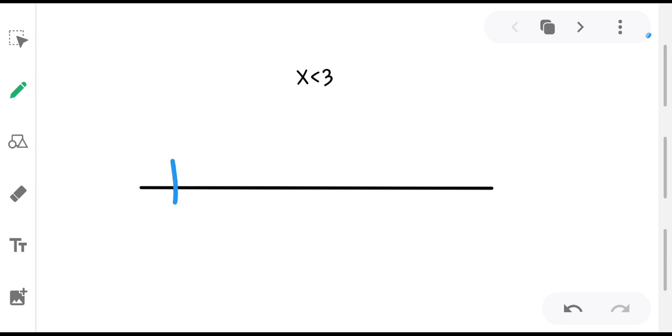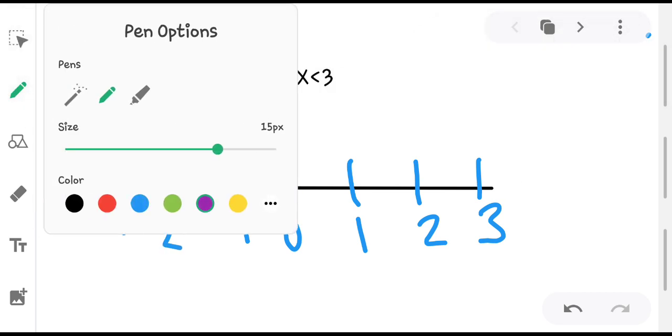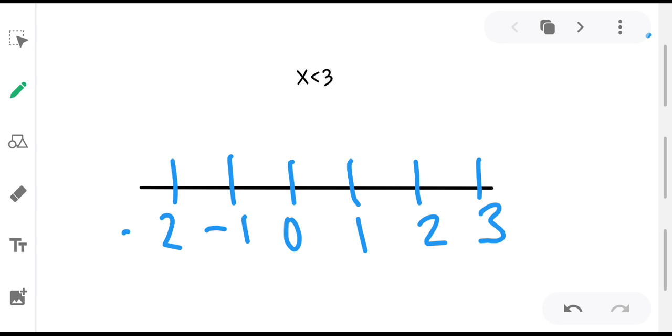So the first thing I'm going to do is draw my tick marks on my number line. I'm going to have 0, 1, 2, 3, -1, -2. So the goal here is to figure out where to start. You see it says x is less than 3, so we have to start at 3.